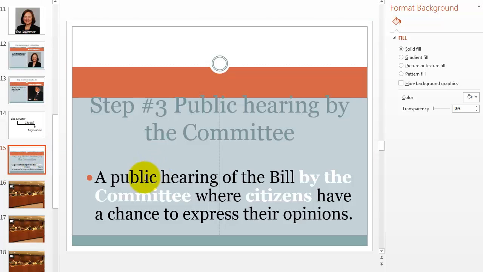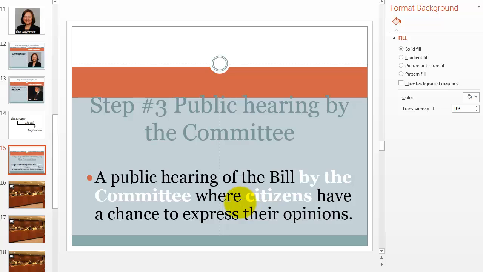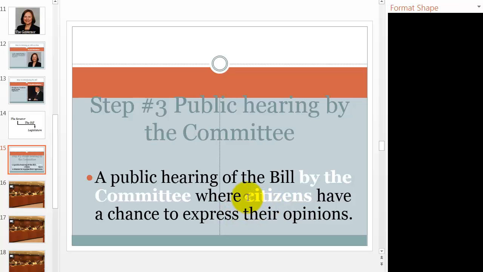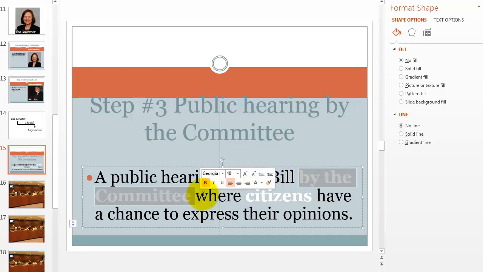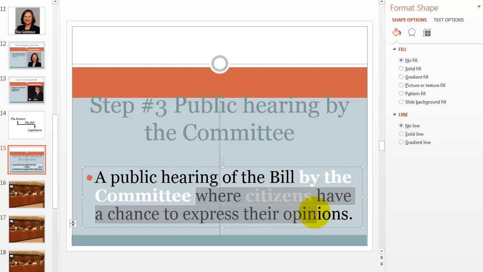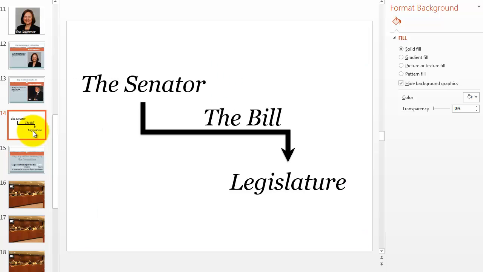Okay, so as you talk about this, a public hearing, you can show a picture of a public hearing of the bill. And when you say by the committee, you can show this photo, because these are committee members, where citizens have a chance to express their opinions, and you can show the picture of a citizen or citizens expressing their opinions. So you could have two pictures, one picture for this part and one picture to aid or reinforce this part. And I would say a diagram is not as effective in this case as it was in this case.